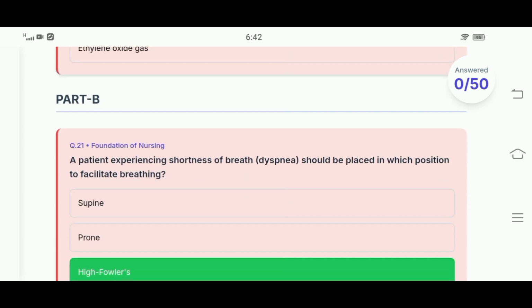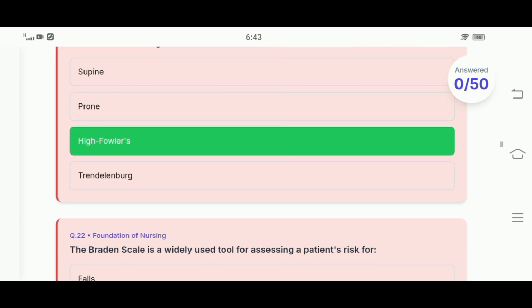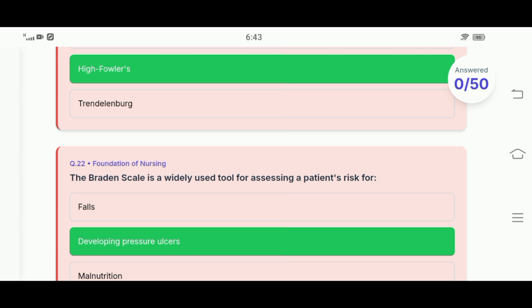Part B, 21, Foundation of Nursing. A patient experiencing shortness of breath, dyspnea, should be placed in which position to facilitate breathing? Options are A. Supine position, B. Prone, C. High Fowlers, and D. Trendelenburg. So the correct answer is C. High Fowlers.